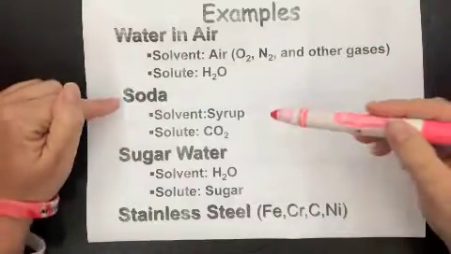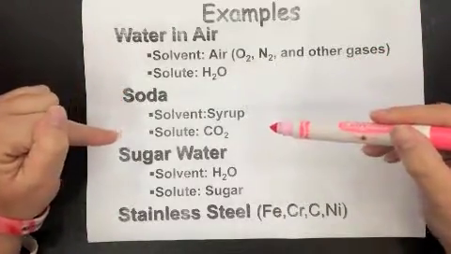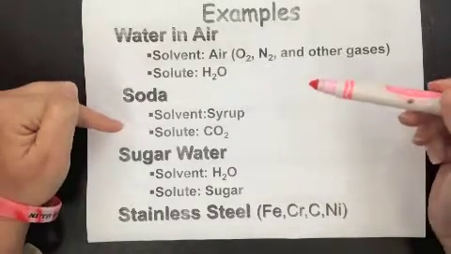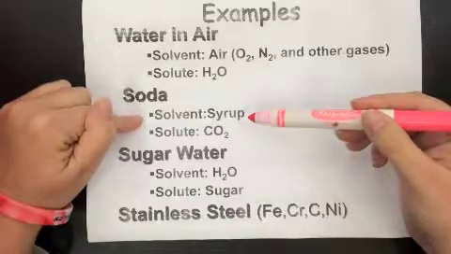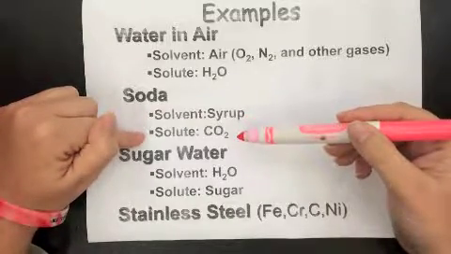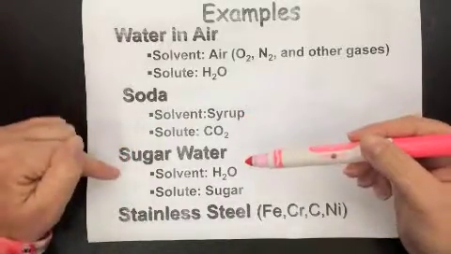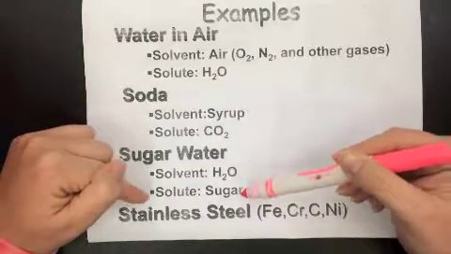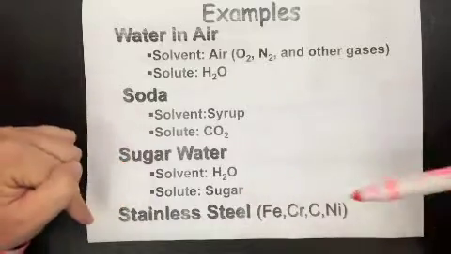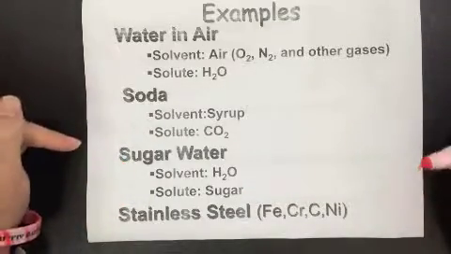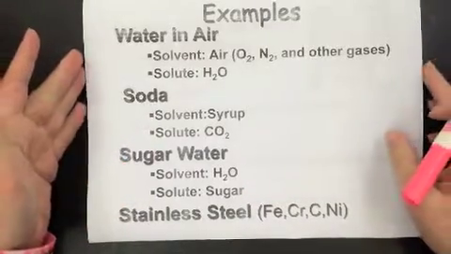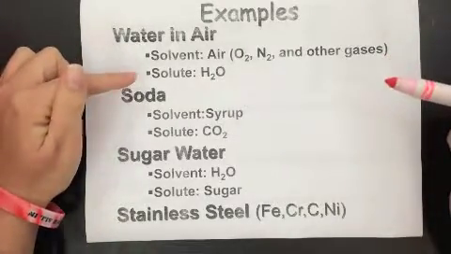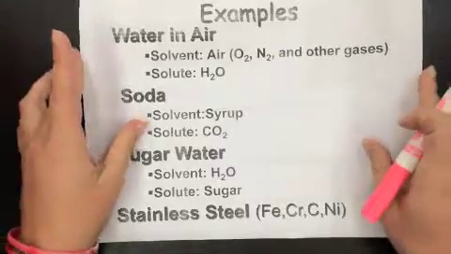Soda, this is an example of a solution that does not necessarily have to be in liquid form. So for example here, the solvent is the syrup and the solute is the carbon dioxide that's been dissolved inside of it. Sugar water, which is the same thing as salt water, your solvent would be H2O, your solute would be sugar. Stainless steel is an example of a solid that is a solution. Typically your solvent is going to be whatever you have the most of, and the solute is whatever you have least of.